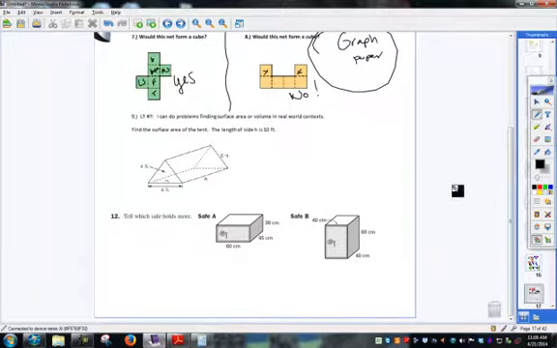Okay, last couple problems here. Find the surface area of this tent. Okay, good. So we got to figure out our sides. This is if we were putting, let's say we were putting wrapping paper around our.